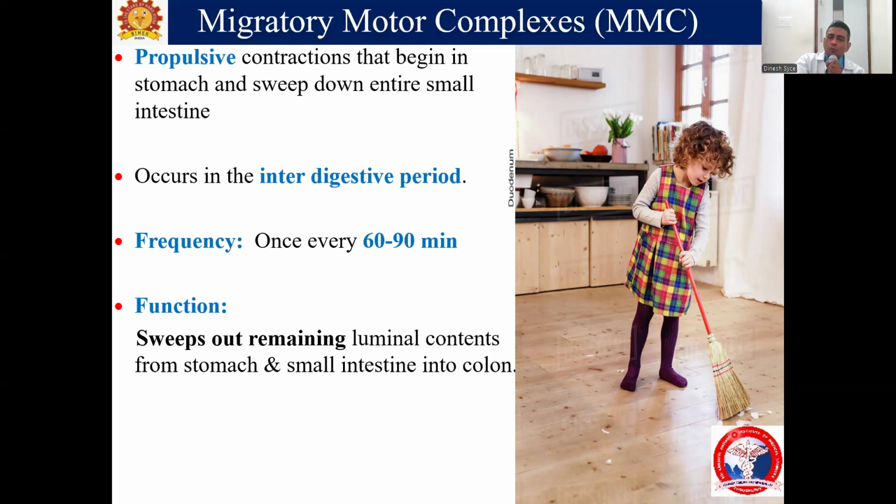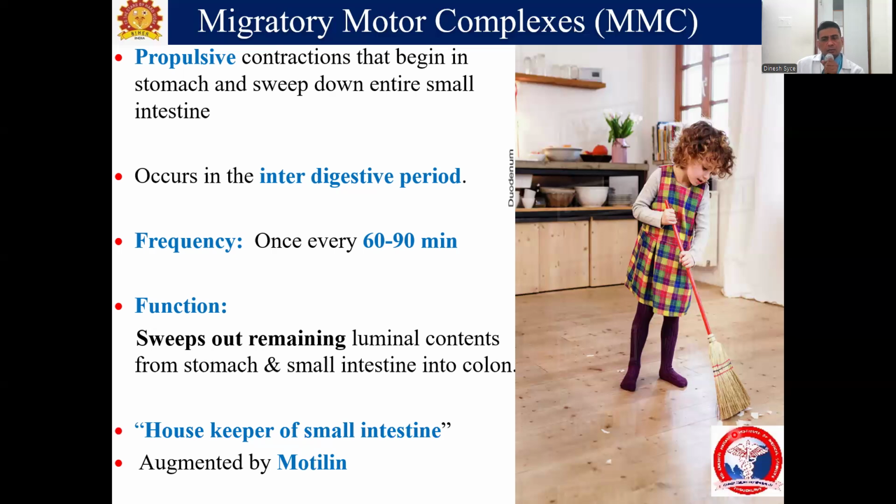Okay, so what are these movements otherwise called? They have a colorful name. They're called the housekeepers of the small intestine. Why? Because they do precisely what, very similar to what a housekeeper does, cleaning away, sweeping away the little particles from the small intestine. Now, these migratory motor complexes are augmented, they are increased by a hormone called motilin. Yeah, you've probably heard of motilin from GI hormones. Motilin augments migratory motor complexes, right? So we've dealt with the propulsive movements, peristalsis and migratory motor complexes.